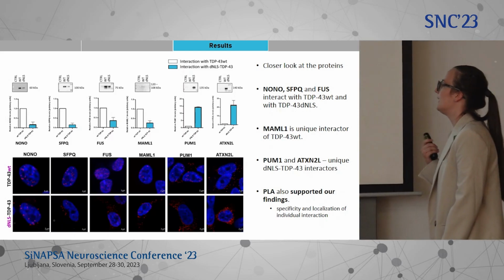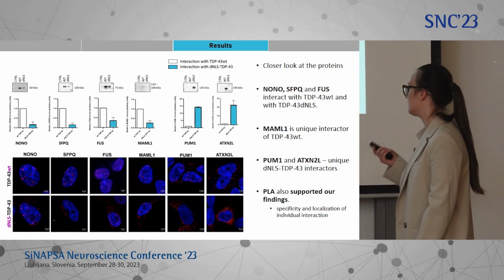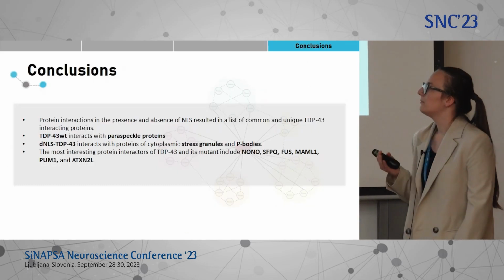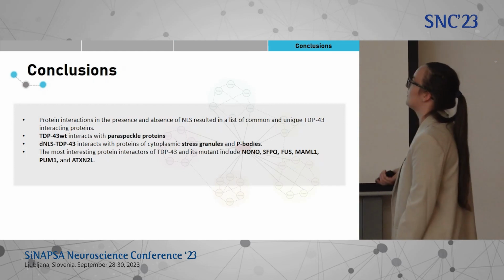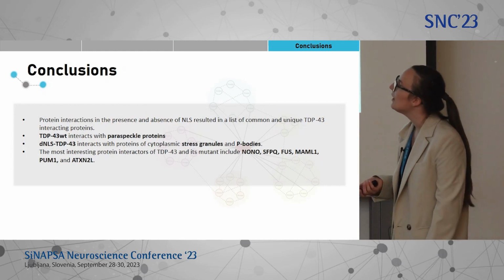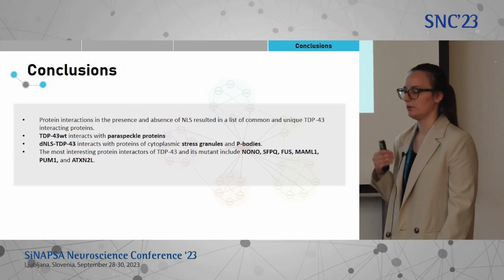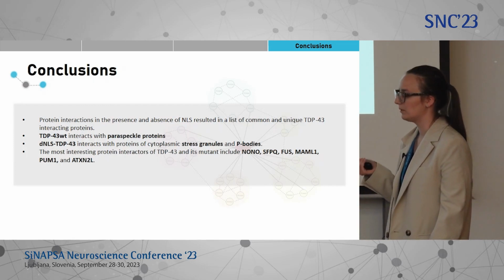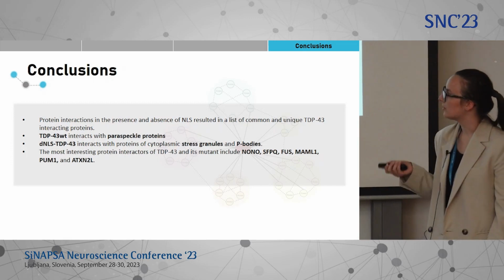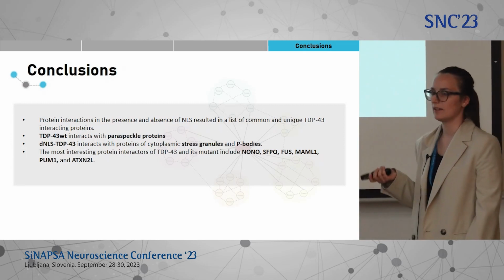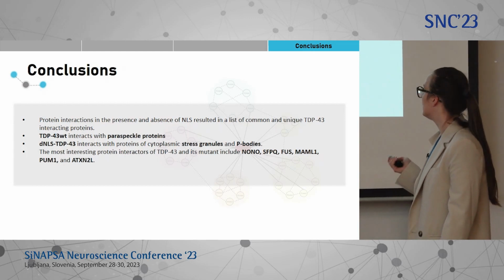We also performed PLA analysis to support our findings, and you can see the specificity and localization of individual interactions. This brings me to the conclusions. Protein interactors in the presence and absence of the NLS resulted in a list of common and unique TDP-43 interacting proteins. Wild-type TDP-43 interacts with paraspeckle proteins, and delta NLS TDP-43 also interacts with these proteins, but just to some extent. Delta NLS TDP-43 interacts with proteins that are part of cytoplasmic stress granules and P-bodies, and we were most interested in these 6 proteins.